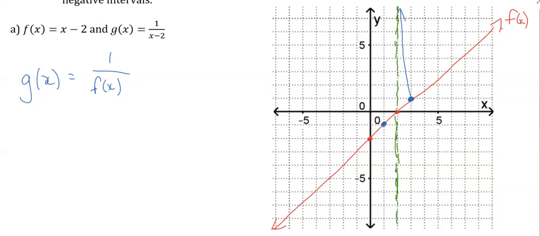And by the way, you could find other points. Like I could go to 2 and take the reciprocal of 2, and I could go to 3, and take the reciprocal of 3, but that's not really what we're doing. We're thinking about the behavior of the graphs. It should look like that.